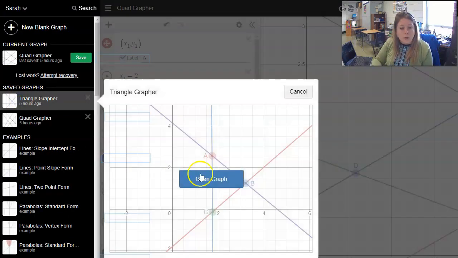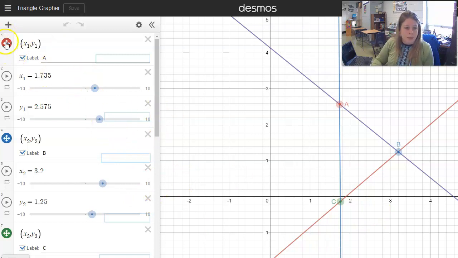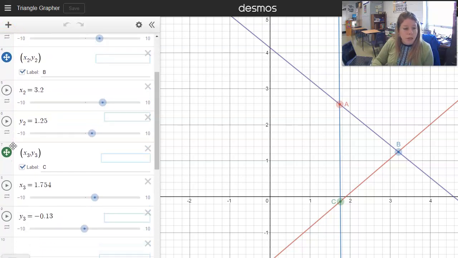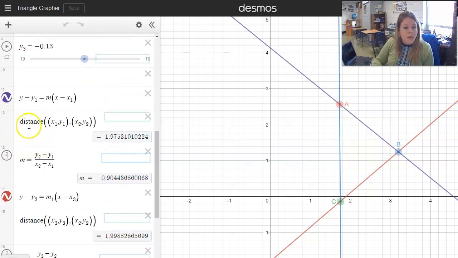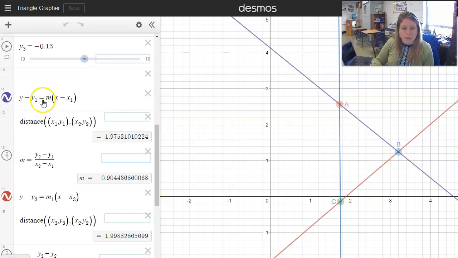So one of the links for today is the triangle grapher. You should open that up. It looks like this. Now over here on the left, do not delete any of these things. Okay, this is going to help you to find the distances. So these things with the double arrows, these are your points. And then if you scroll down, you're getting the distance between those 2 points. Like this is the blue line distance from A to C. Right here is the red line distance, and so on.